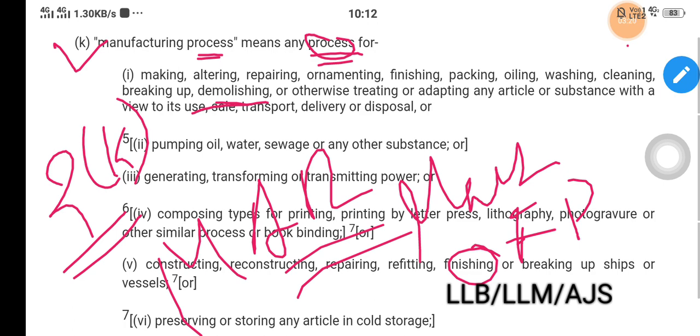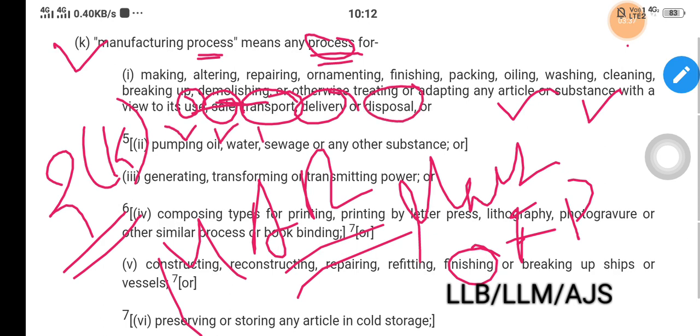or otherwise treating or adapting any article or substances with a view to its use. What is the purpose of making, altering, repairing, ornamenting, and all those? To use it, or to sell it, or to transfer it, or for the purpose of delivery or disposal.